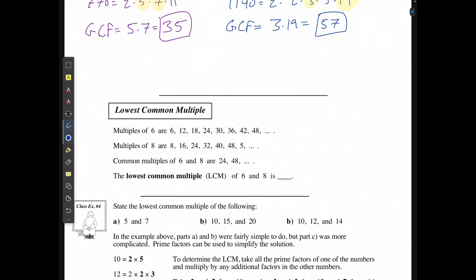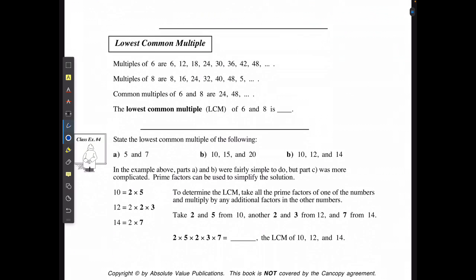If I'm doing the lowest common multiple, well, multiples are just the number times 1, times 2, times 3, times 4, times 5, times 6, times 7, going on and on forever. We can see that with 6 and 8, if I keep multiplying them, then they both match at 24. They're both going to multiply into 48. If I kept going, they'd both multiply into 72. Those are all common multiples.